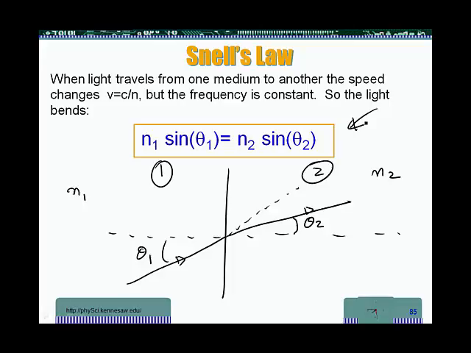Notice in this equation, if n1 is larger than n2, then that makes theta 1 smaller than theta 2, and the reverse. If n1 is smaller than n2, then theta 1 is larger than theta 2. That's what we have in the figure here.